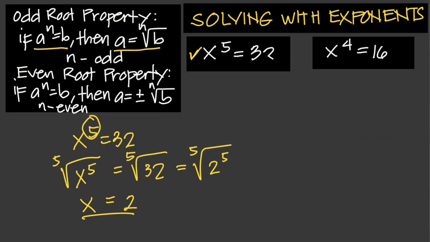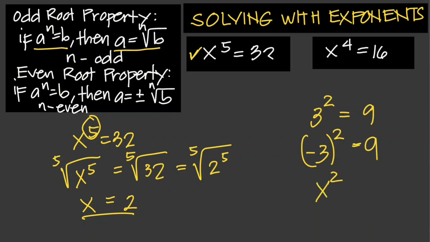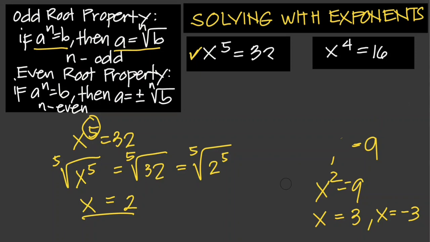However, when the exponent is even, we will have two results from taking an even root of both sides. One will be positive and one will be negative. This is because, for example, 3 squared equals 9, and negative 3 squared is also equal to 9. So when solving x squared equals 9, we will have two solutions, one positive and one negative: x equals 3 and x equals negative 3.